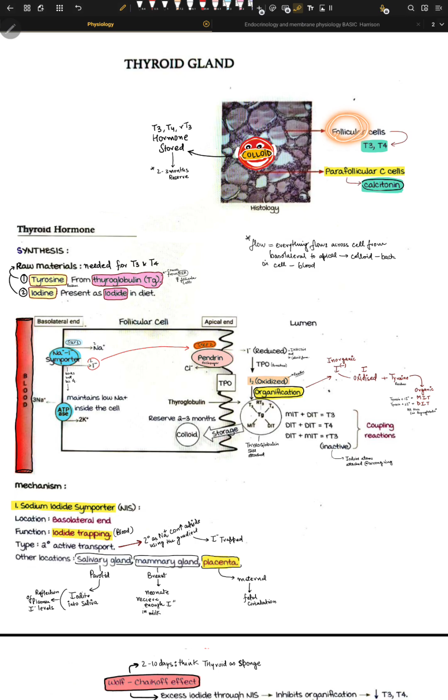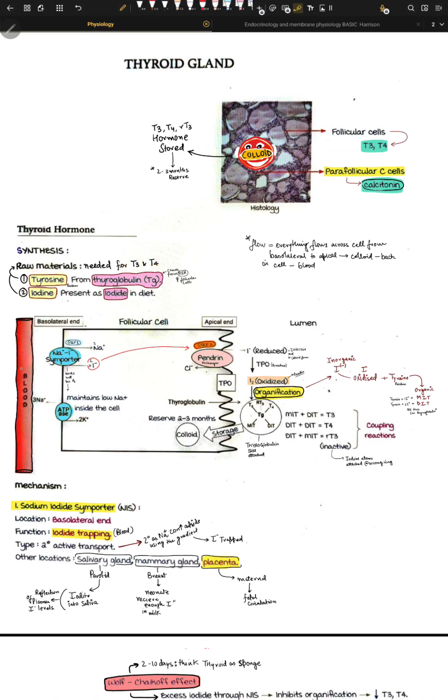So follicular cells make T3, T4 and thyroglobulin. This thyroglobulin looks like this, and this is where it stores the T3 or T4, whatever it wants to store. This thyroglobulin is made by our follicular cells, and then it provides tyrosine, and we need tyrosine to bind T3 and T4 for later production.